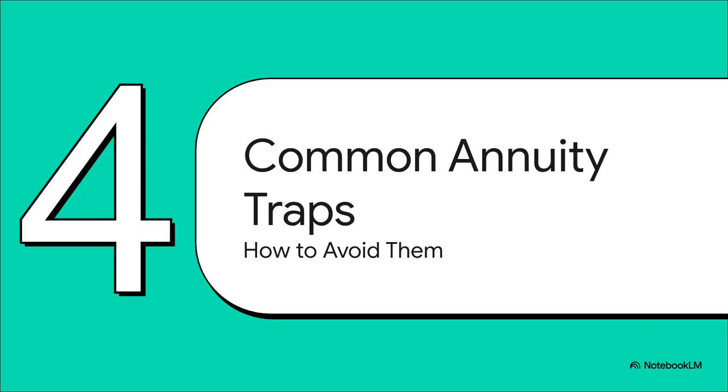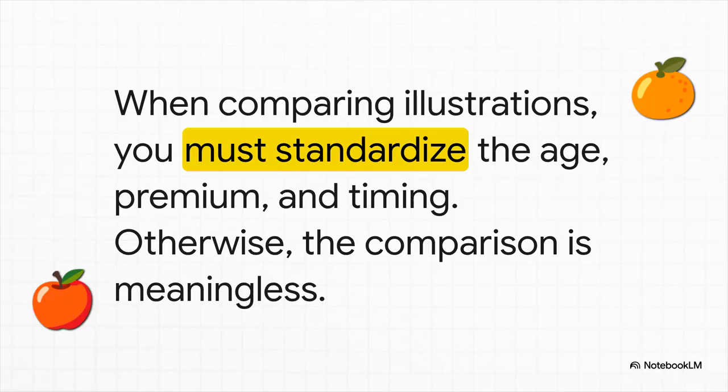Okay, so knowing this helps us avoid some really common traps. It's so easy to get drawn in by those big, impressive hypothetical numbers. But let's look at a few pitfalls to watch out for so you can navigate your illustration with total confidence. First up, making an apples to oranges comparison. If you're looking at illustrations from 2 different companies, you absolutely have to standardize the inputs. Make sure you're comparing the same age, the exact same premium amount, and the same timing for when you plan to start income. If you don't, the comparison is pretty much meaningless.